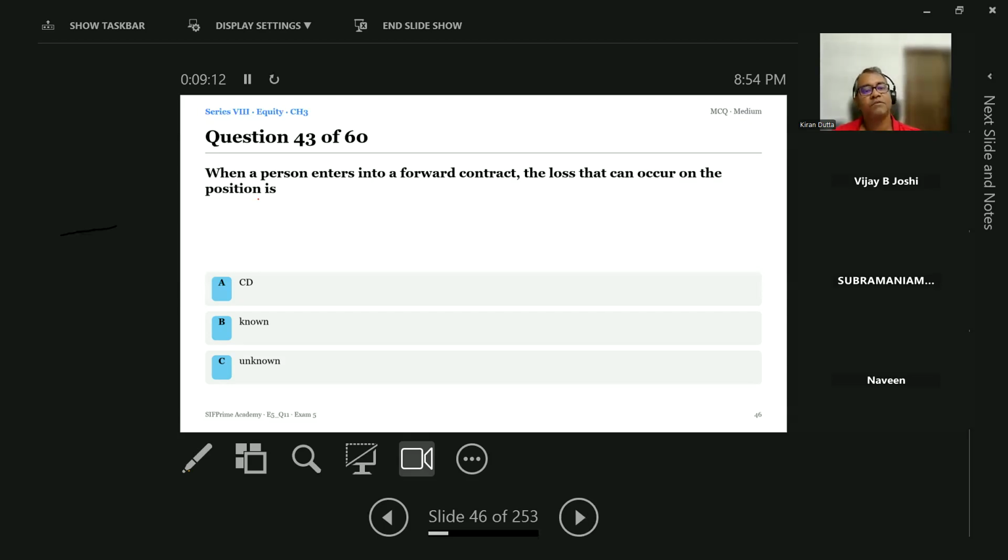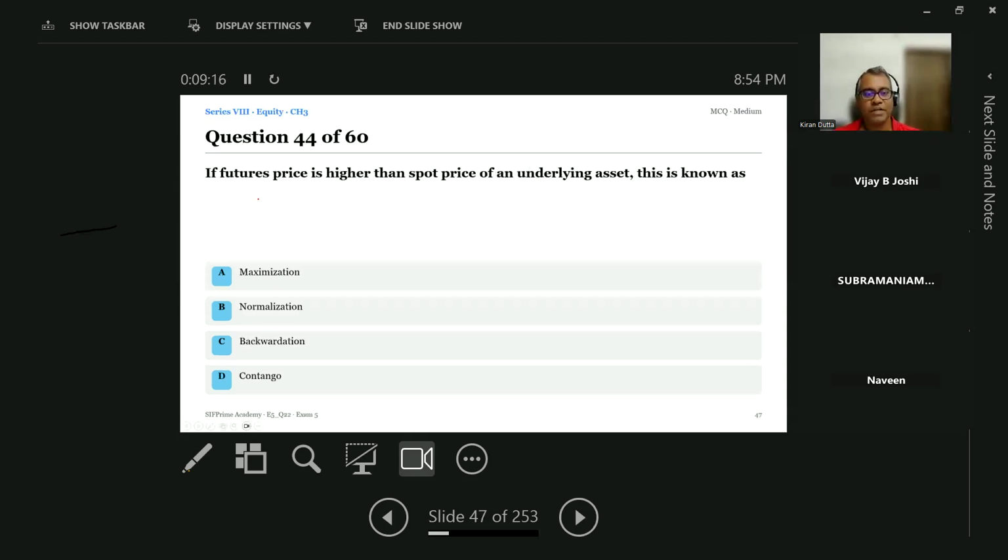Okay. Future price is higher than spot price of an underlying asset. We discussed this. This is a theory concept, right?